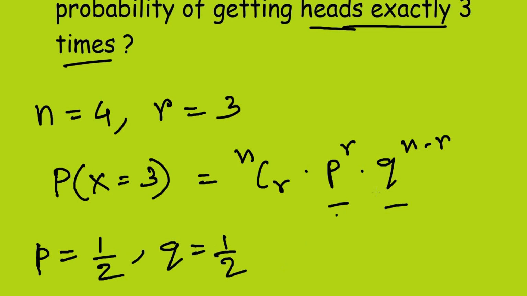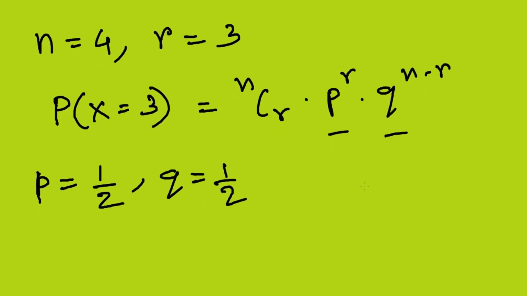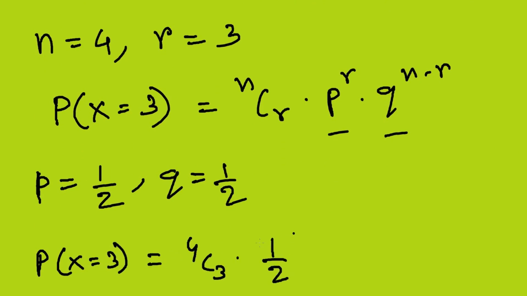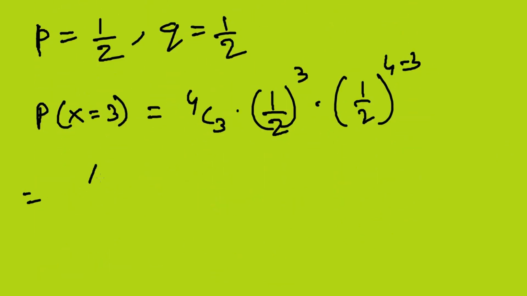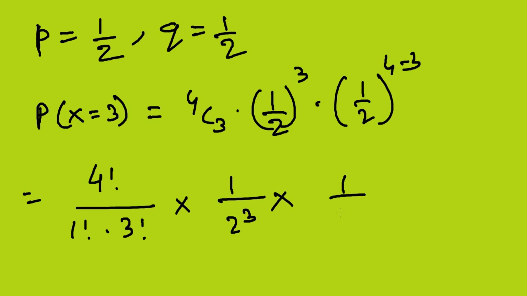Q is also half, because in this case it is to get a tail, so it will also be half over here. So if we put the values, what we will get is P(X = 3) equals 4C3 times half to the power 3 times half to the power 4 minus 3. This is what we will have. So this is equal to 4 factorial over (4 minus 3) factorial, which is 1 factorial, times 3 factorial, multiplied by 1 by 2 to the power 3 into 1 by 2.